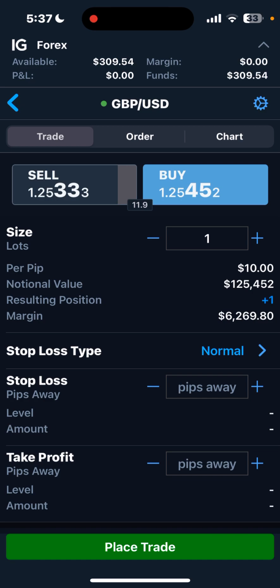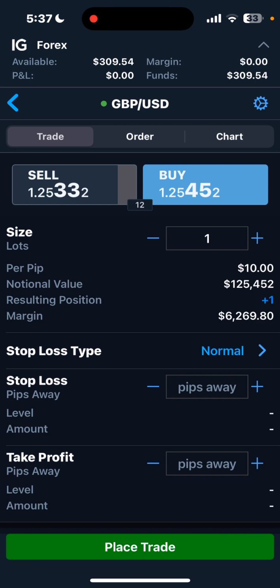Now you can also see just above that it's $10 per pip. So every time it changed by a single pip, the value would change by $10. So if that buy right now says 45.2, if it went up to 46.2, you would have made $10. Same thing if it goes down to 44.2, you would have lost $10.